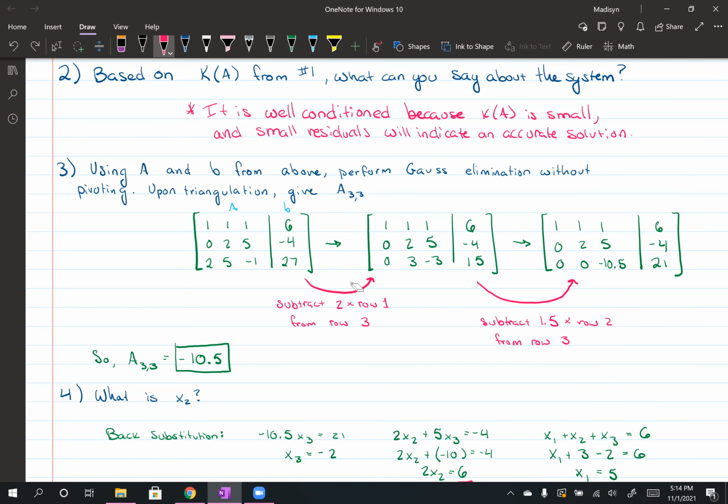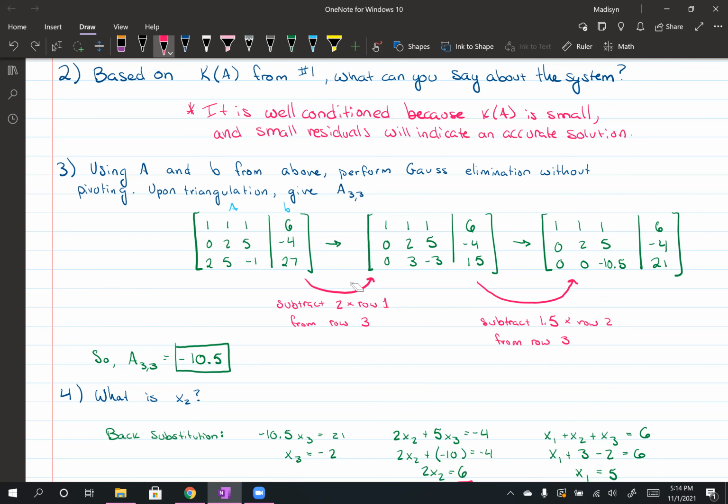So we'll keep that multiplier at 0. We're not going to change it. And then the multiplier for this third row ends up being 2 times row 1. And you subtract 2, 2, 2 from 2, 5, negative 1, because that'll leave you with a 0 here. And then 3 and negative 3.